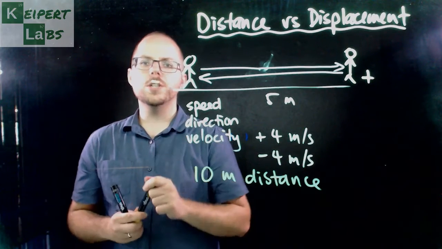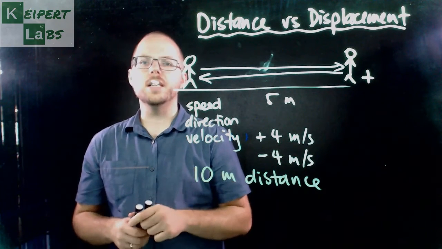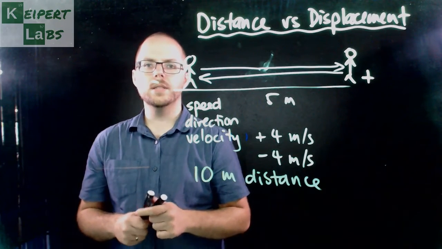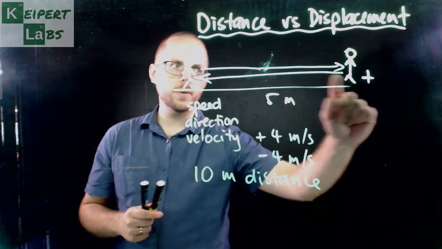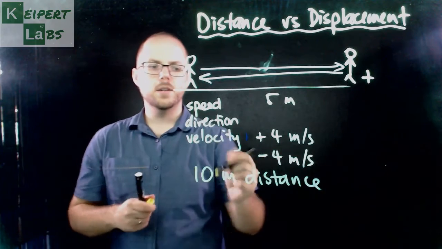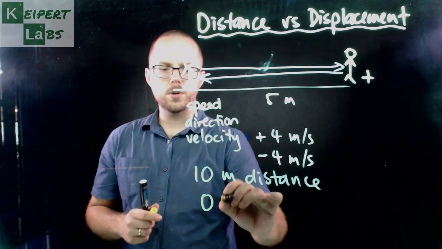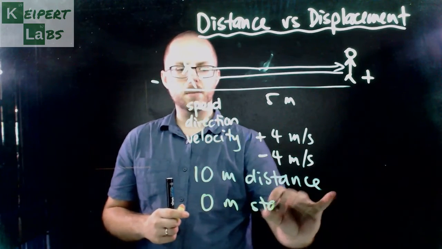However, what I want to ask you is, how far is he from his starting point? He's walked all the way this way, then he's walked all the way back. So he is 0 meters from the starting point.